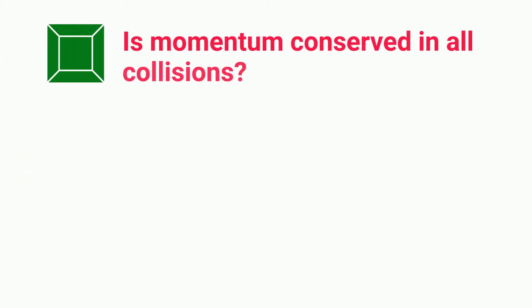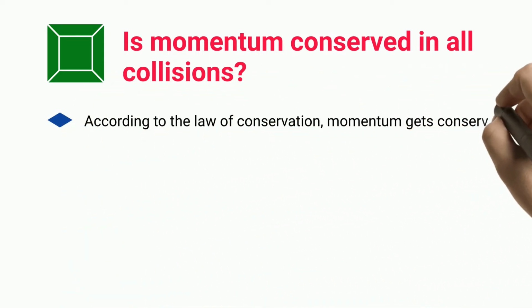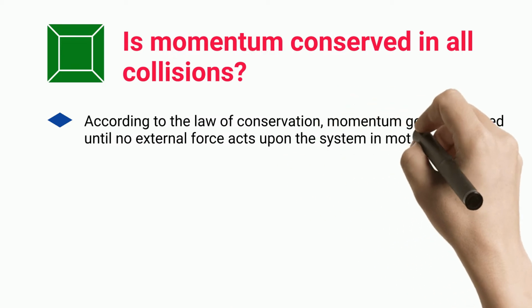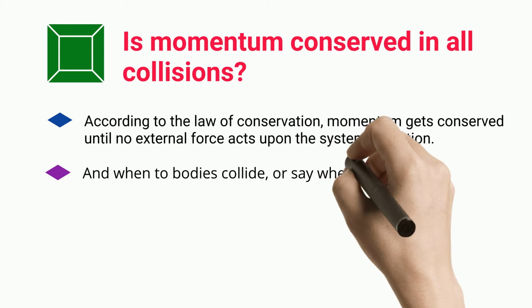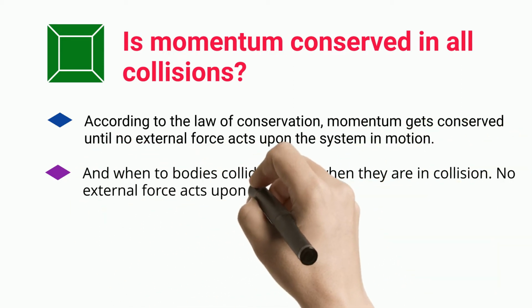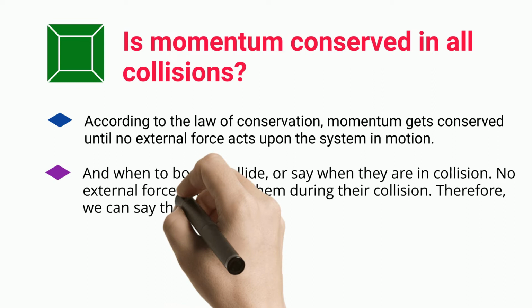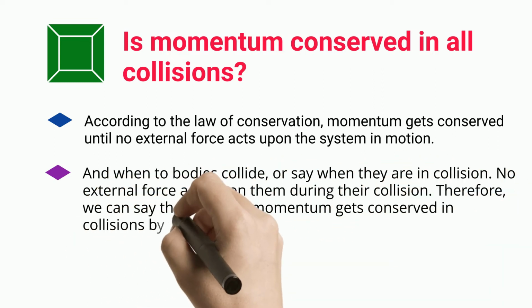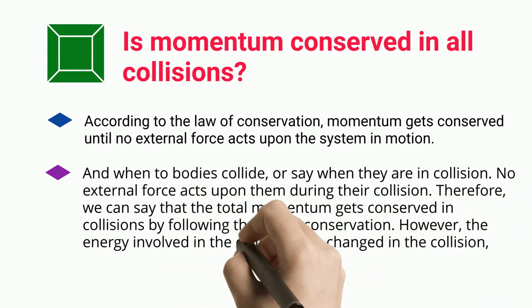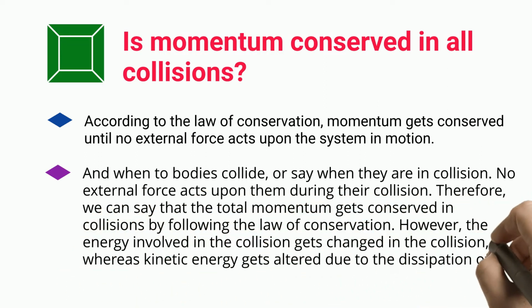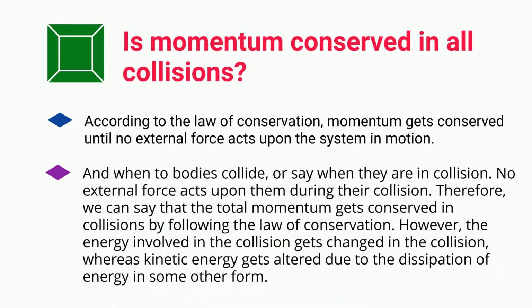Is momentum conserved in all collisions? According to the law of conservation, momentum gets conserved as long as no external force acts upon the system in motion. And when two bodies collide, no external force acts upon them during their collision. Therefore, we can say that the total momentum gets conserved in collisions by following the law of conservation. However, the kinetic energy involved in the collision gets altered due to the dissipation of energy in some other form.